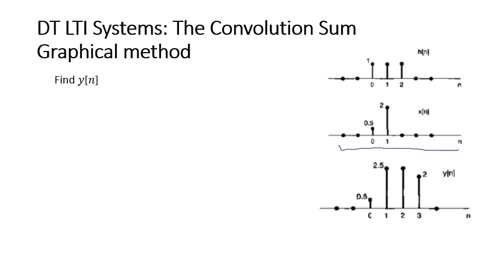as shown here. So x of n consists of two non-zero samples. At index 0 it has the value 0.5, and at index 1 it has a value of 2, and for all other values you can see the value of the input signal x of n is 0.